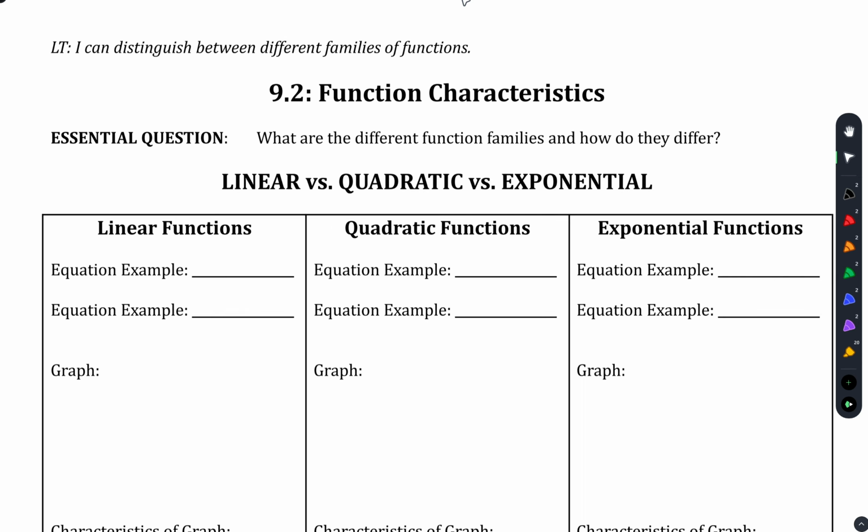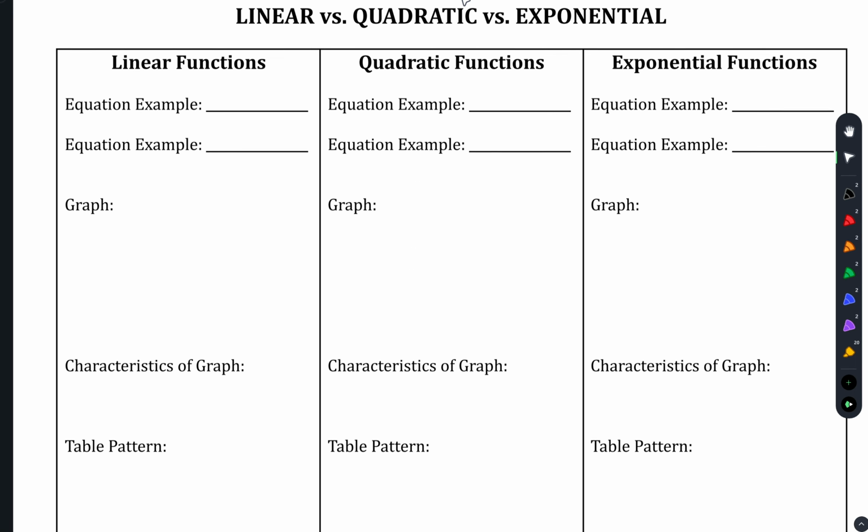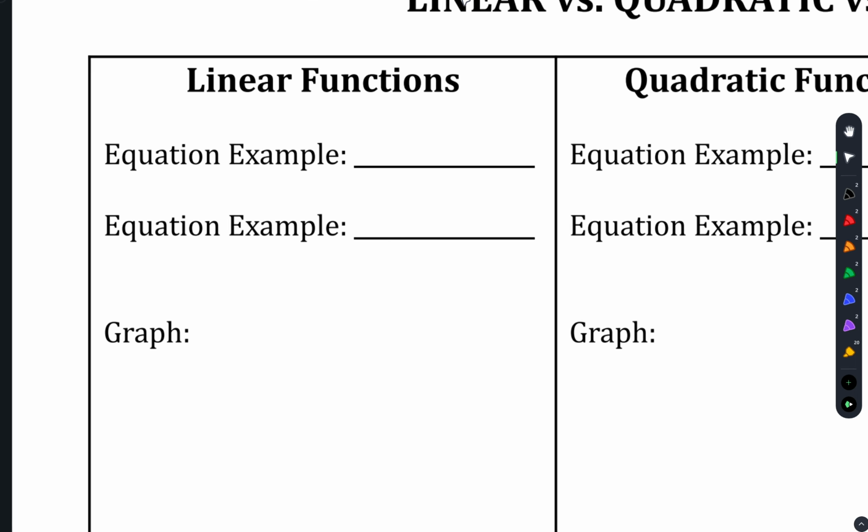We are looking at 9.2, function characteristics. We are going to talk about the different function families and their differences. We're talking about 3 different function families today. And I think we've seen all 3 of these already. It might have been a minute since we've talked about a couple of them, so we'll go over what all of those mean. The first function family that we're going to talk about is the linear function.